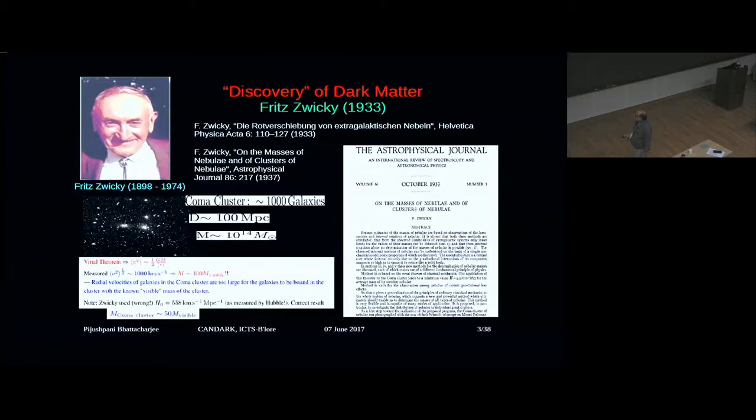He measured random speeds of the order of 1000 kilometers per second, used this relation, and derived that the mass of the Coma cluster is about 400 times the mass of the visible matter in this cluster in terms of these galaxies. That is, the radial velocities of galaxies in the Coma cluster are too large for them to be bound within this cluster. Note that Zwicky actually used the wrong value of the Hubble constant, as measured by Hubble at that time. The current value we know is about 8 times less. That's why he got a rather large number, but even if you use the correct value, it's about 50 times.